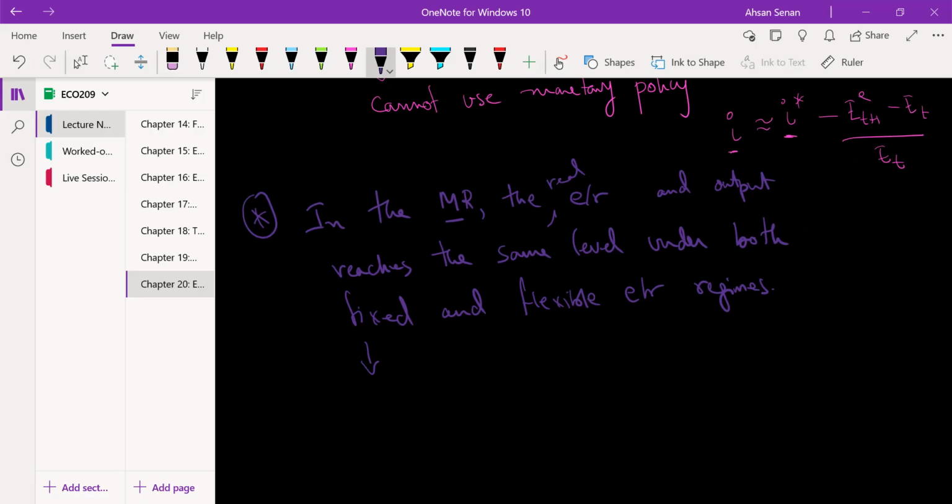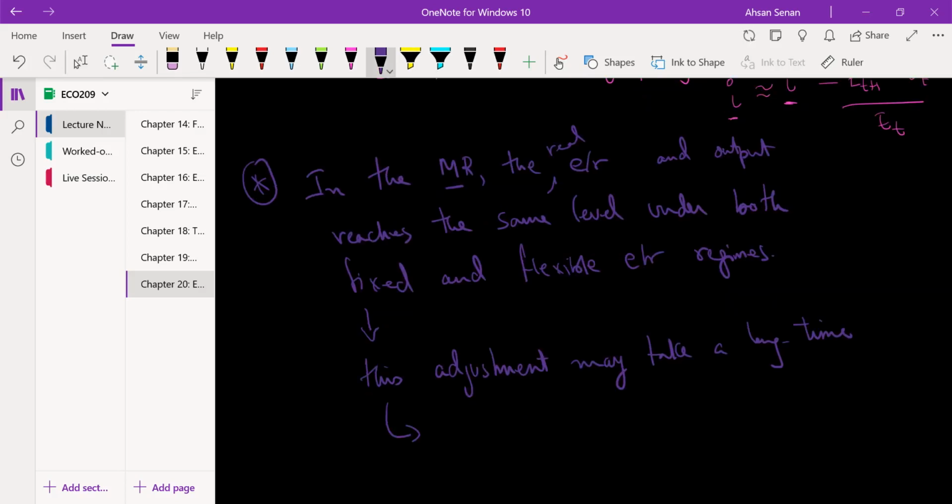Okay, but also keep in mind that this does not mean that we have nothing to worry about. Of course, in the medium run, there's an adjustment period, and I'll just write this down. This adjustment may take a long time. And during this period of adjustment, what might happen is that output will stay low and unemployment will stay high for longer than necessary.